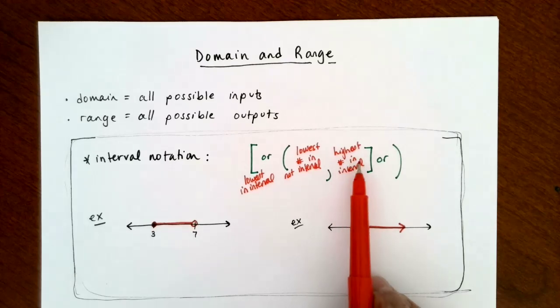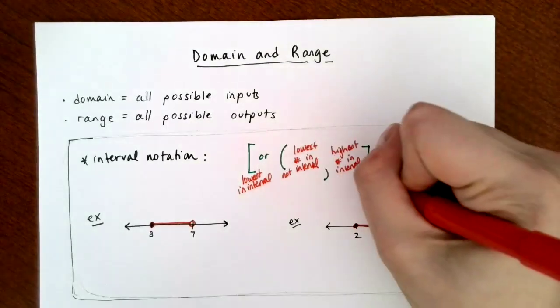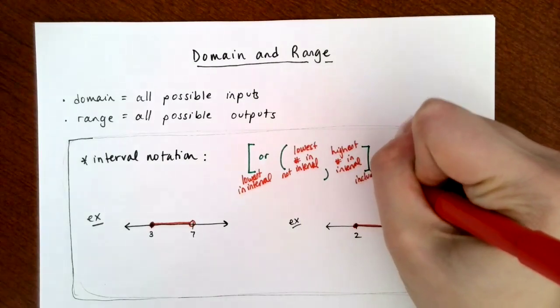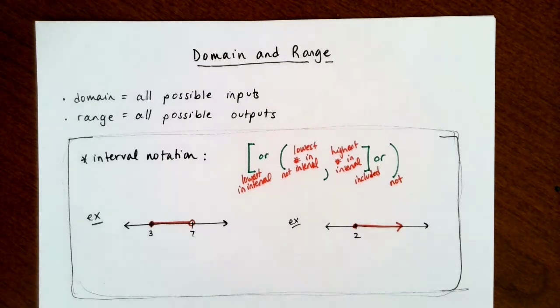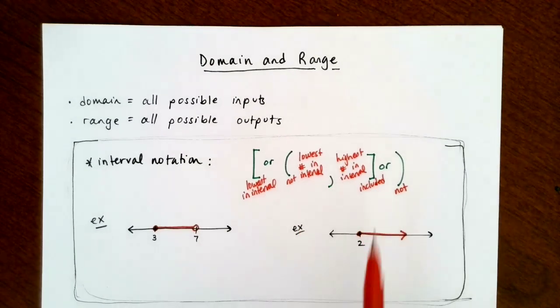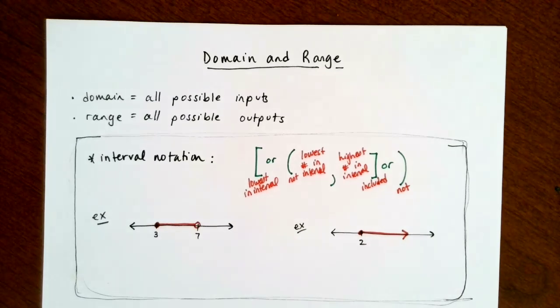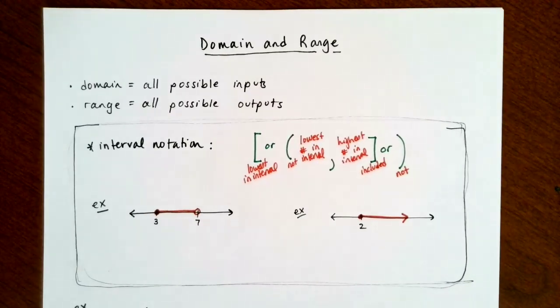So if you want to say that highest number is included, you would use a bracket. And if it's not, you would use a parenthesis. That's why they can be mismatched because they're referring to different numbers. All right, so I've got two examples to get us started, and then we'll get more practice when we answer some domain and range questions below.